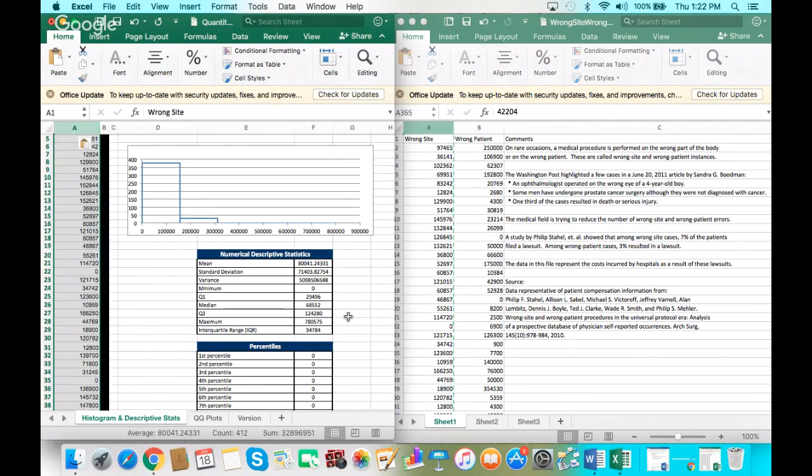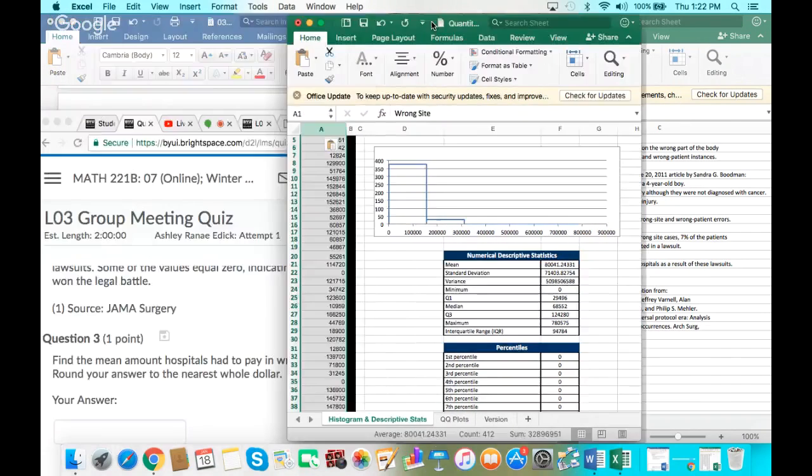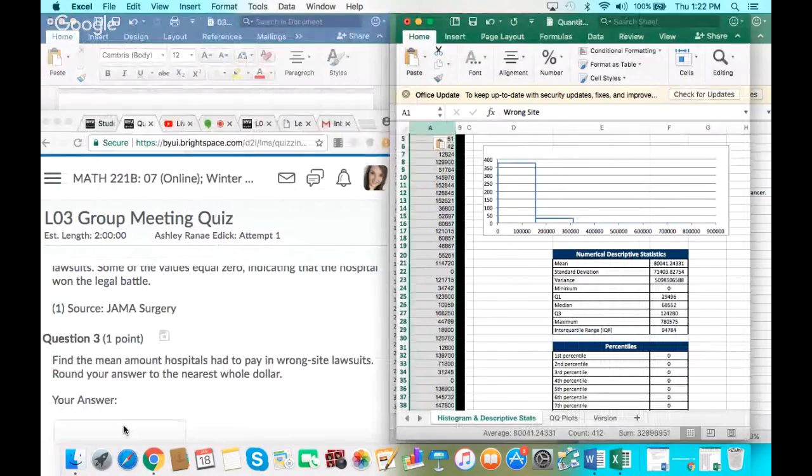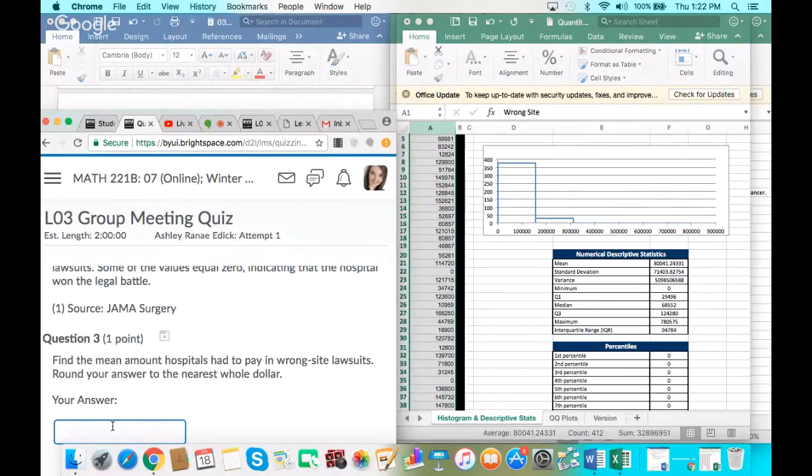Okay. So the mean is 80,041.243. Yeah? Round your answer to the nearest whole dollar. So it'd probably just be 80,041. Right? Yeah, because 0.2. 80,041.